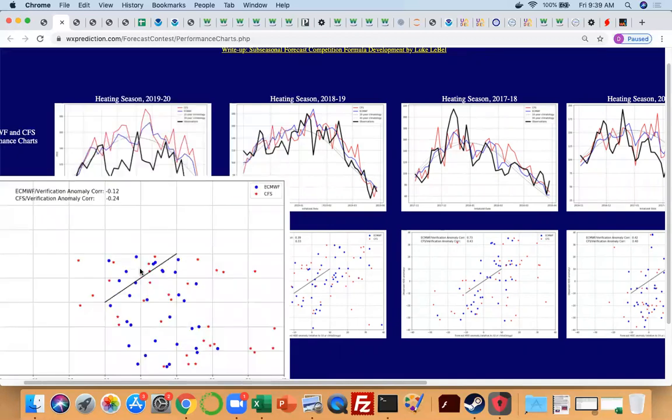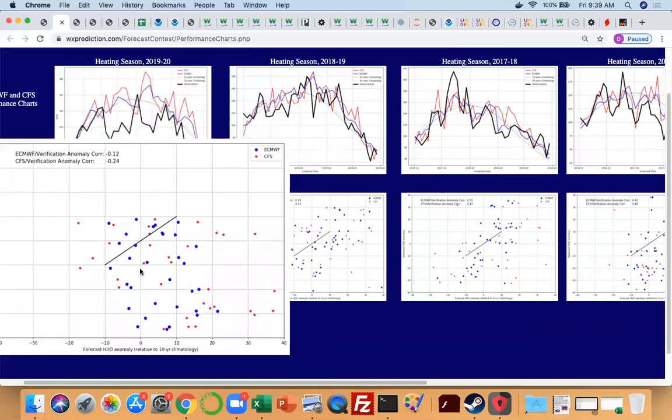I see, for instance, if the CFS, let's say, from one period to the next increased the HDDs by 10 and the observations increased by 10, that would be, in that metric, a perfect, right on the one-to-one line. Yeah, I'd be curious to see what those kinds of correlations look like as well. Yeah, definitely.